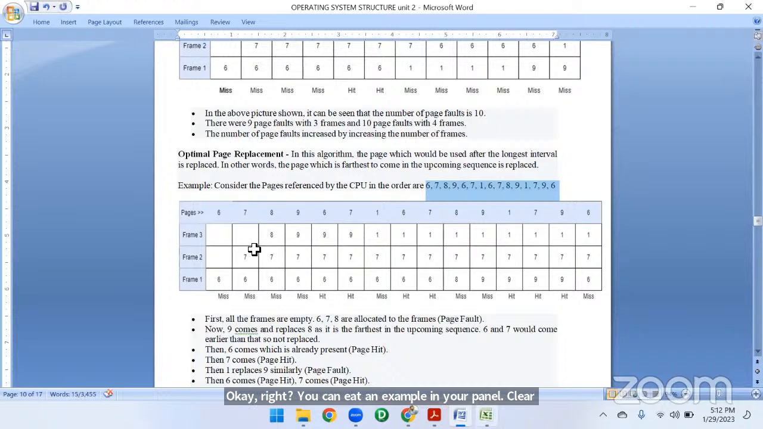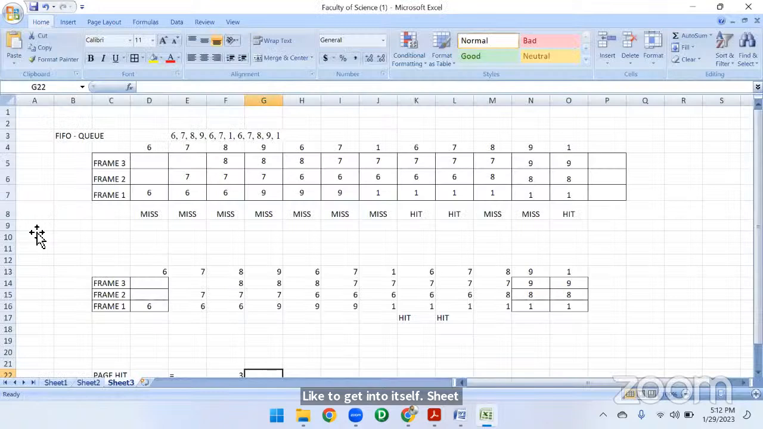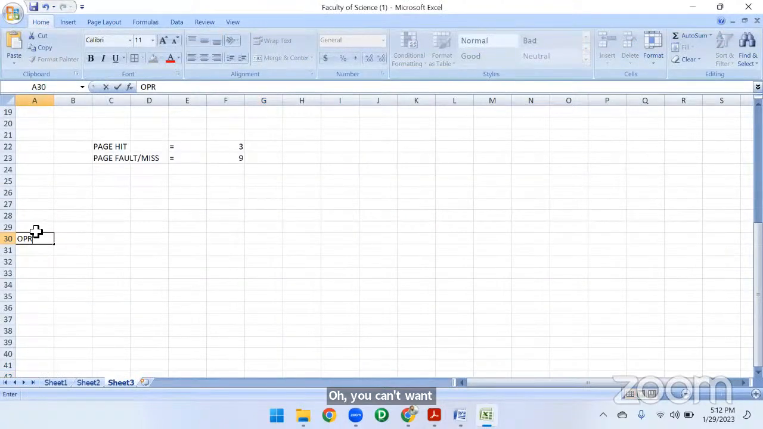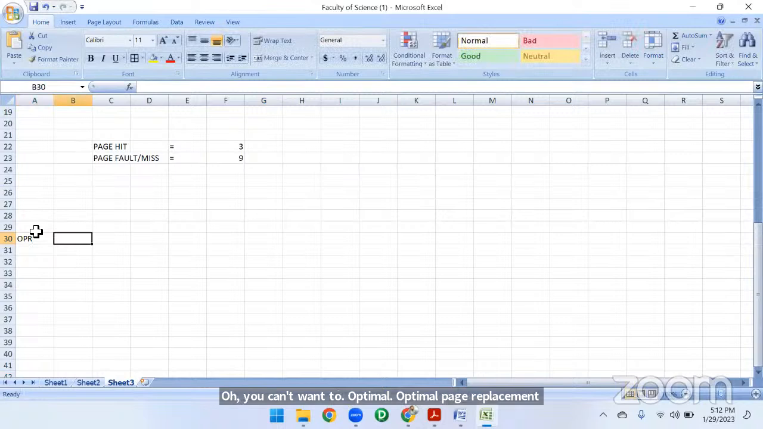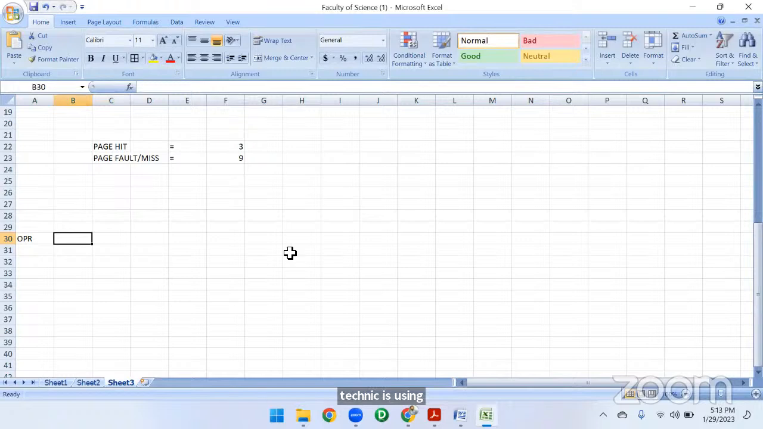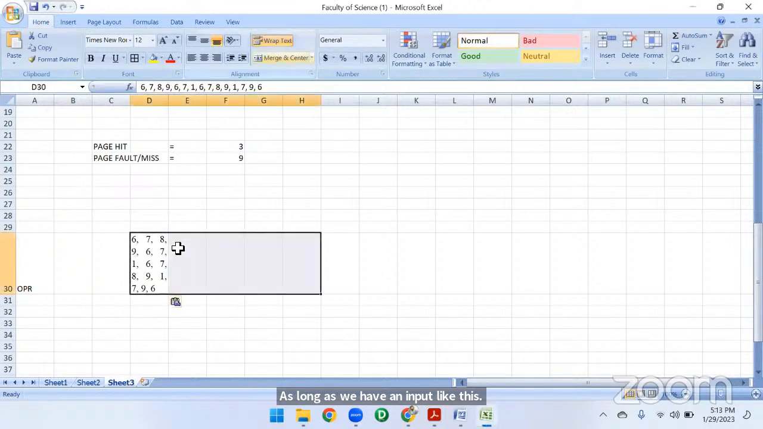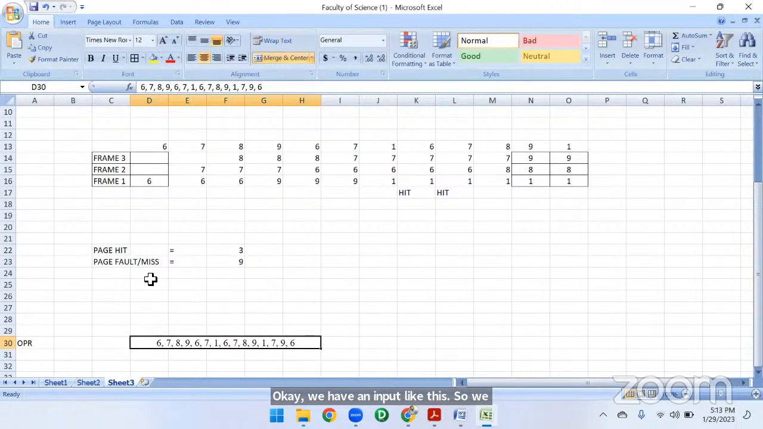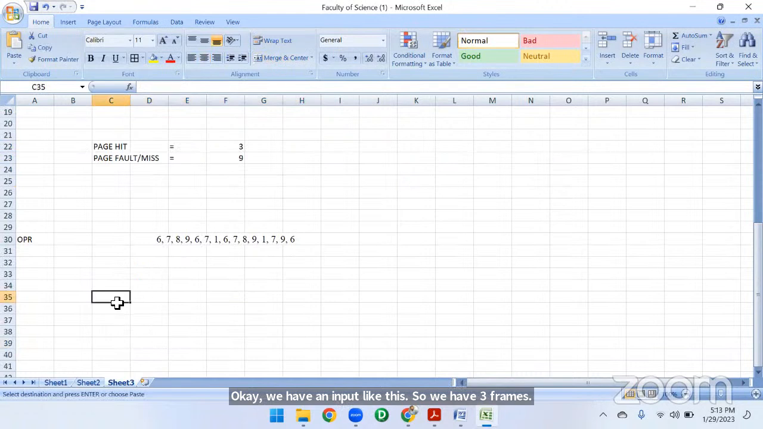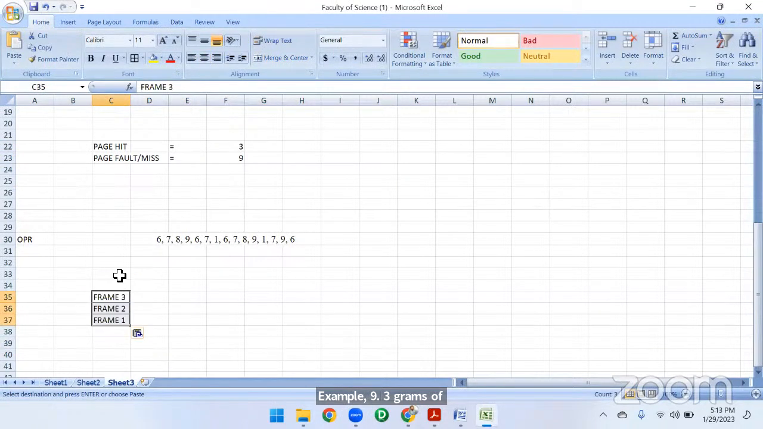Let me get into the Excel sheet. So here, optimal page replacement. In optimal page replacement, what technique is it using? Suppose we have an input like this. We have 3 frames. For example, 3 frames are there.